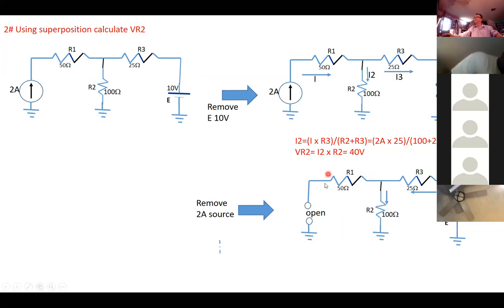Why? Because the circuit's open there. There's no voltage applied there. Open. Current does not go to R1. It goes to R3 and goes to R2. It does not go here. They're open.